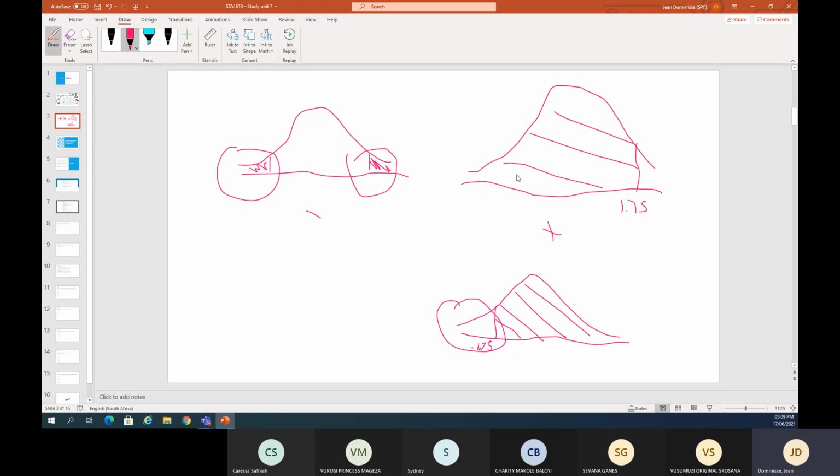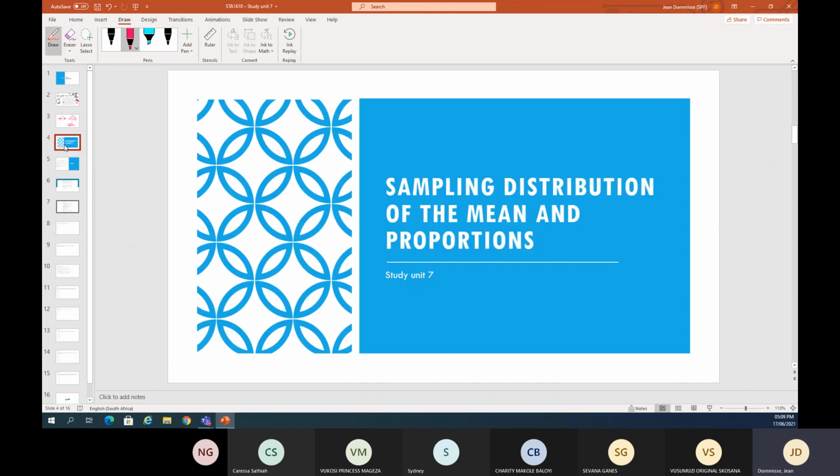Okay, so again, either or. When you're looking for only the small area, use the negative table. If you're looking for the bigger area, it doesn't matter if it's negative or positive, use the positive table. Okay. Thank you. Cool. Okay, let's go into study unit 7.